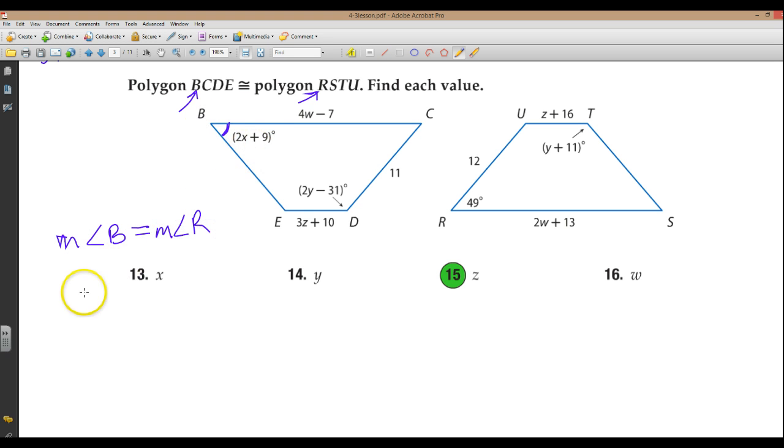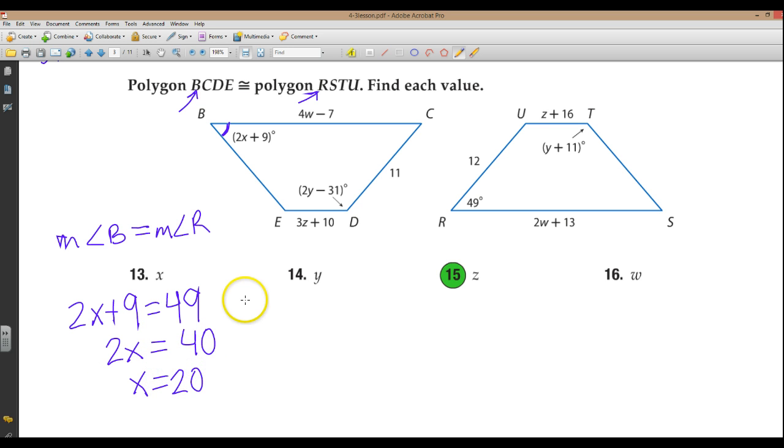So the measure of B is 2x plus 9, and the measure of R is 49. So we would subtract 9 from both sides, and 2x is equal to 40, and we would divide both sides by 2, and x is equal to 20.